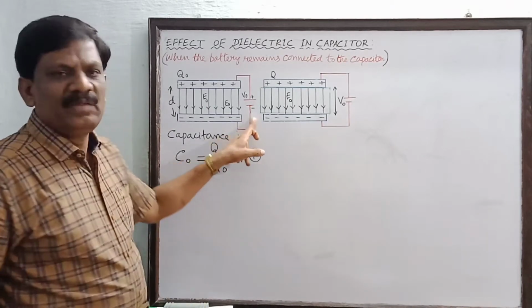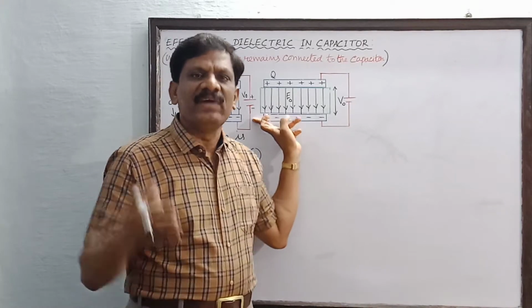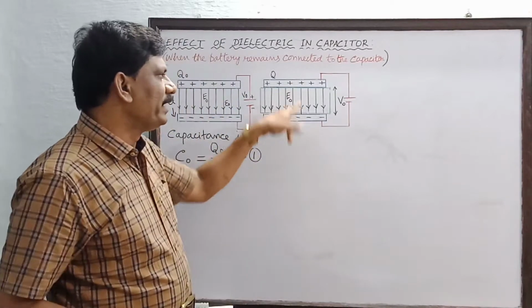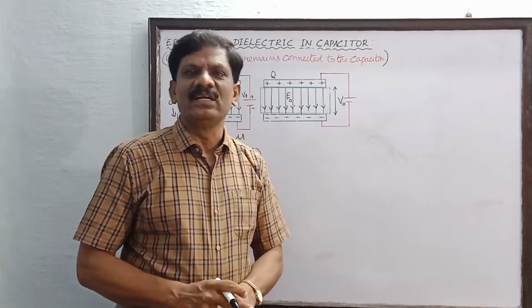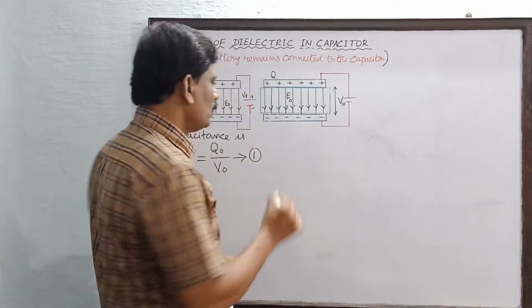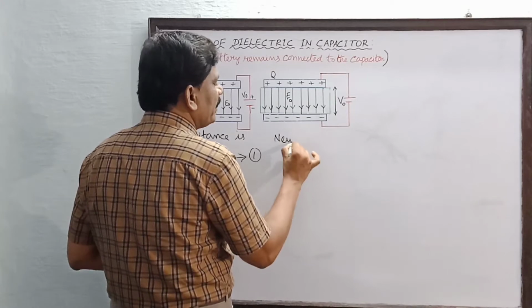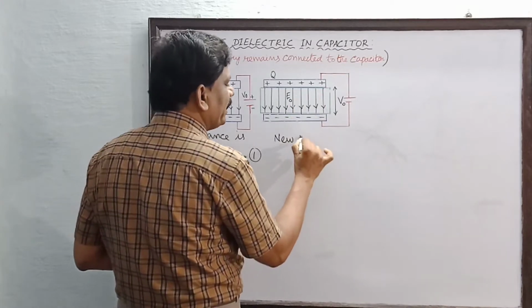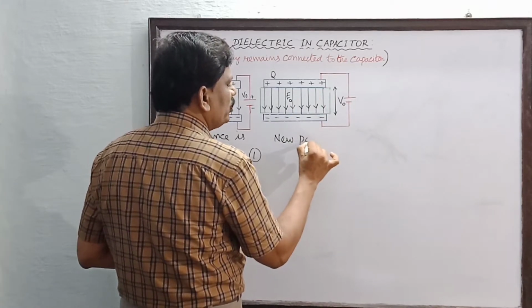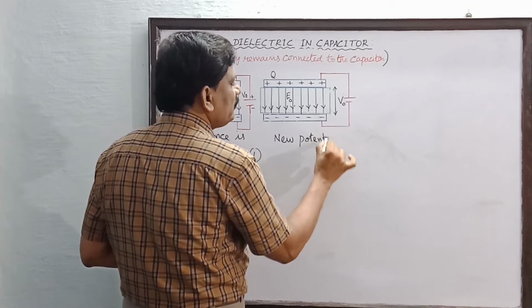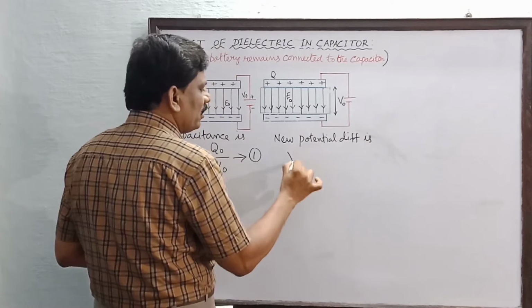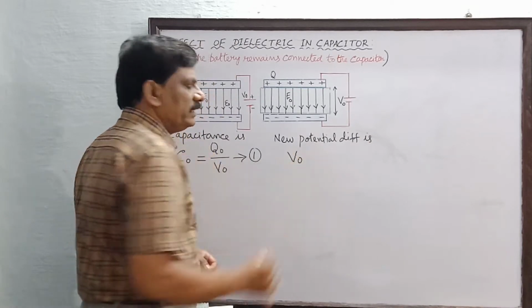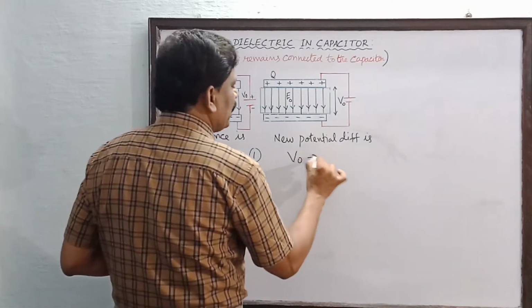Now without removing the battery, if I introduce a dielectric between the plates of the capacitor, now also the potential difference V0 will remain the same. So the new potential difference between the plates after introducing the dielectric is V0. So V0 is a constant.